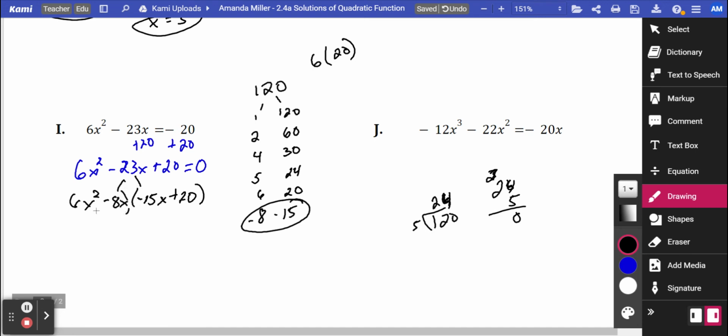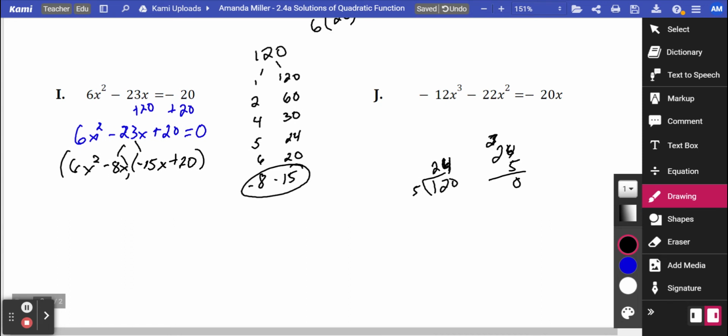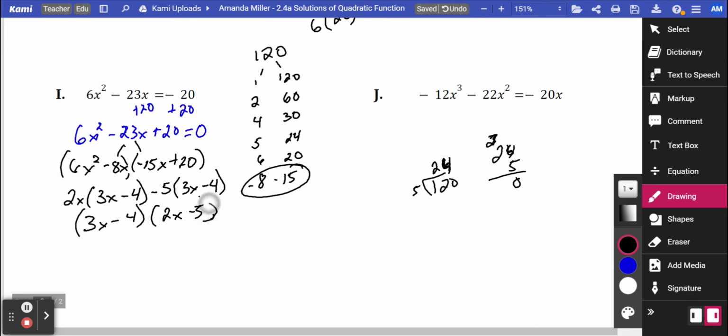Okay, then we're going to group them together. What's my greatest common factor here? Well, my greatest common factor here would be a 2x. So this would be 3x minus 4. Greatest common factor here is negative 5. I've got the same thing in both grouping symbols, so I know I did it correctly. Okay, so here's my factored version.